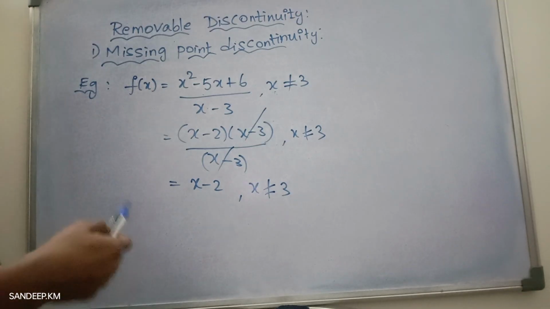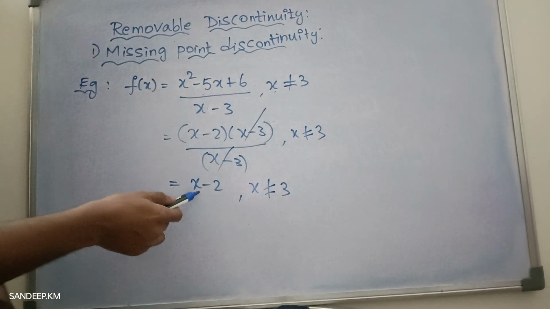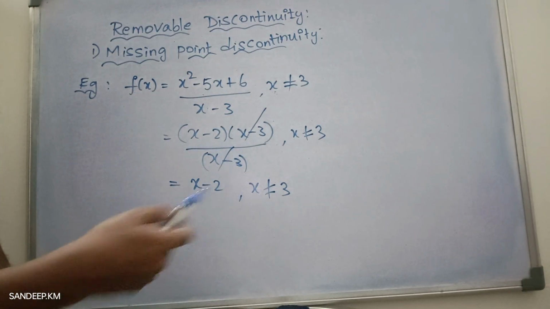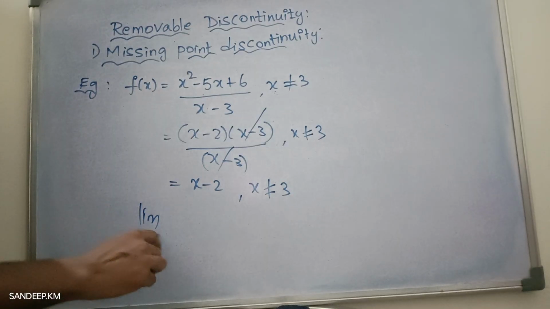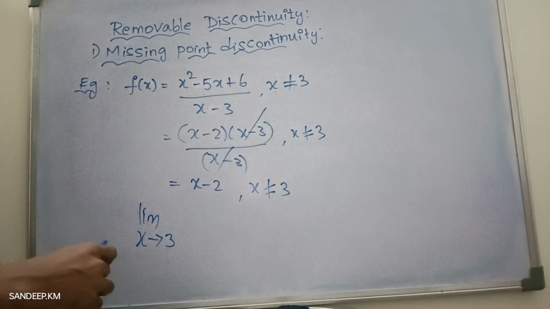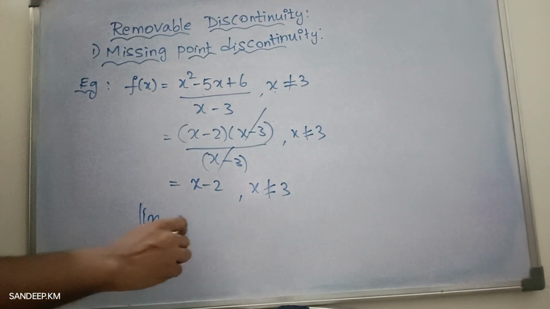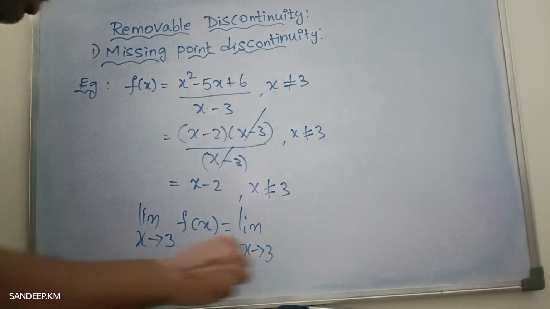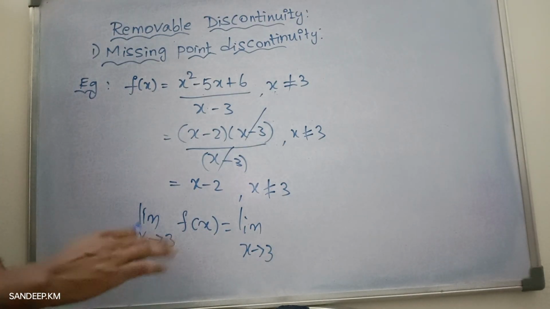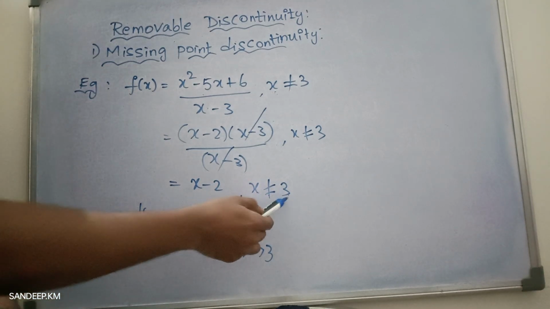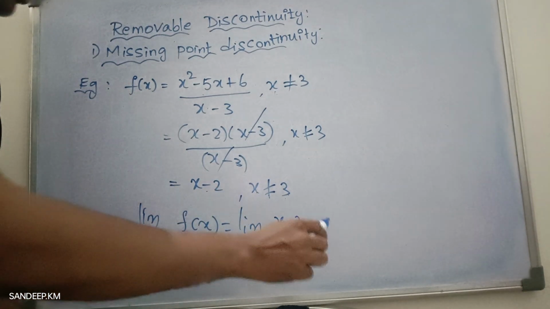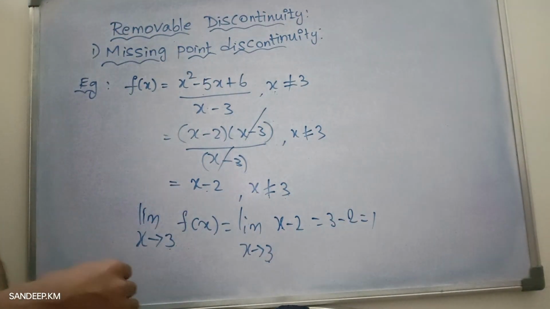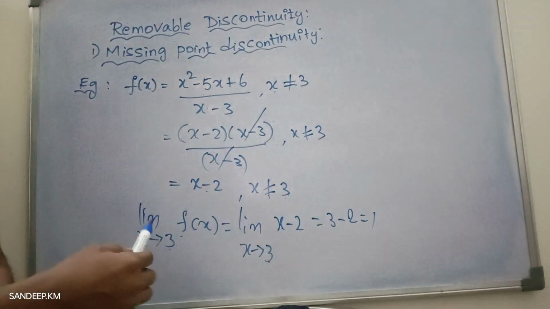Now let me find the limiting value of this function. Since it is a polynomial, we can directly find the limiting value instead of taking LHL and RHL. So limit x approaches 3. I am talking about the limiting value of the function when x is approaching 3. Since x is only approaching 3, x is not exactly 3, correct or not? So we can write f of x as x minus 2. If you substitute x value as 3, you will get 3 minus 2, which is equal to 1. So the limiting value of the function, dear students, is equal to 1.